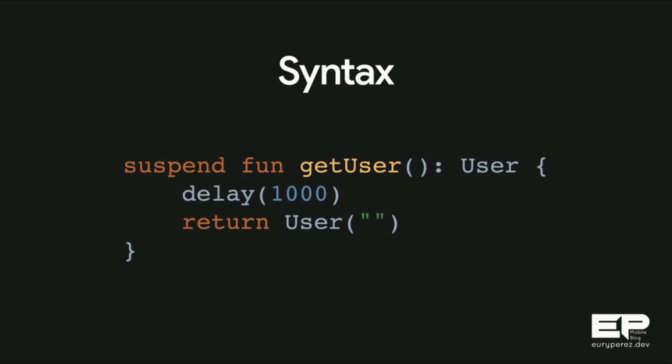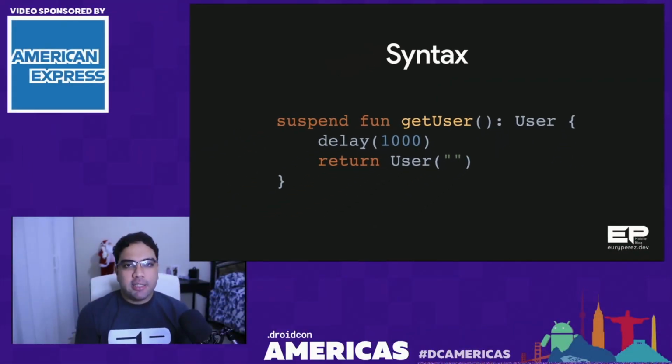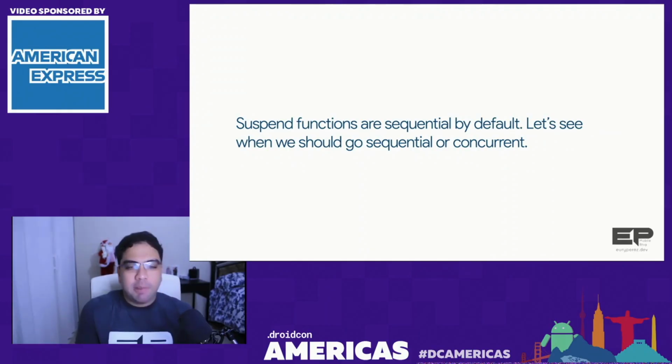When we call a suspend function, I just said that we can only call it from within a coroutine. So what will happen is that the suspend function will inherit, or take, the scope from the parent coroutine. This is why it has access to a coroutine scope, because it takes the coroutine scope from the coroutine that called it. Suspend functions are sequential by default.